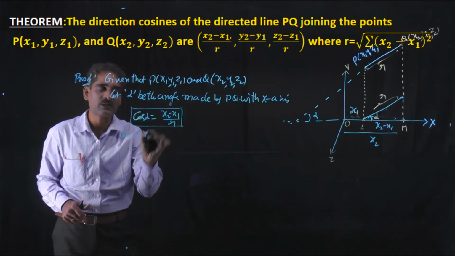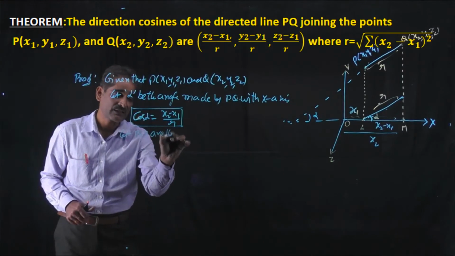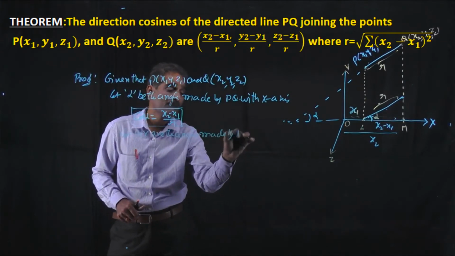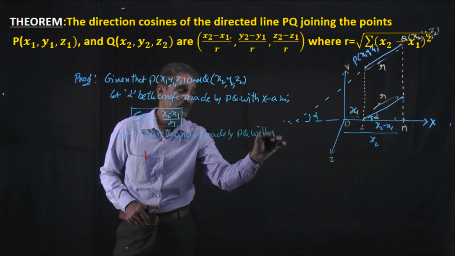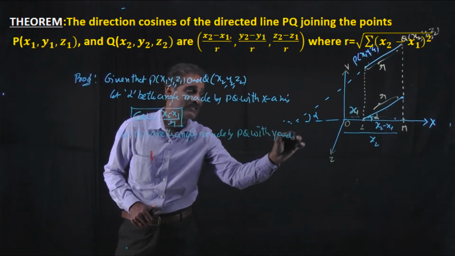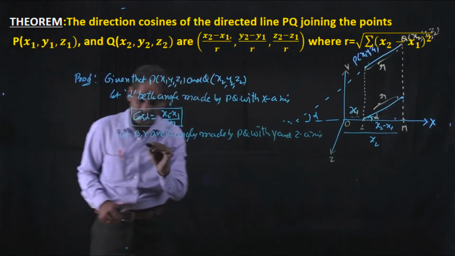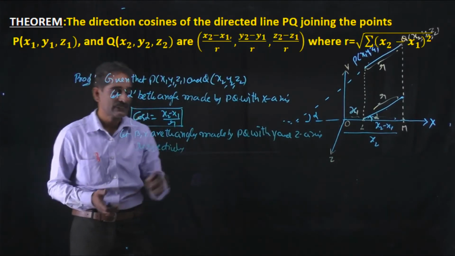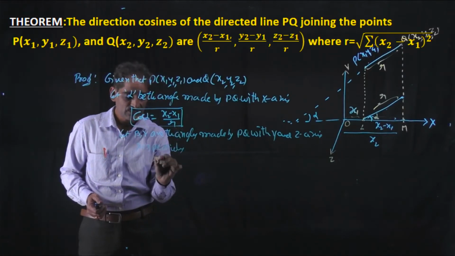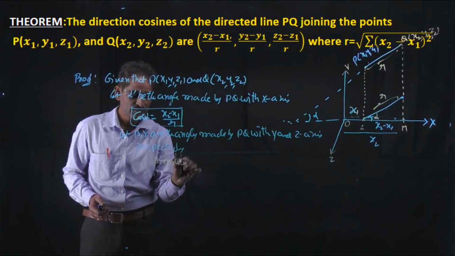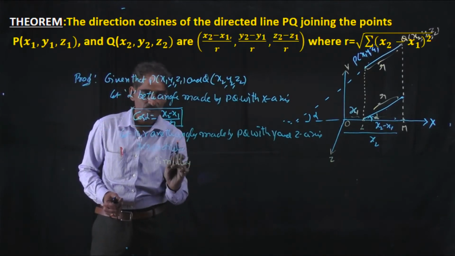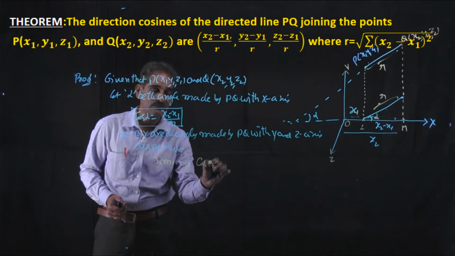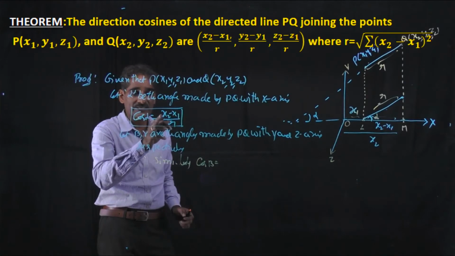Let alpha, beta, gamma be the angles made by PQ with the x, y and z axes respectively. Therefore, similarly, cos beta. So with respect to the x-axis, we are getting x2 minus x1 by r.